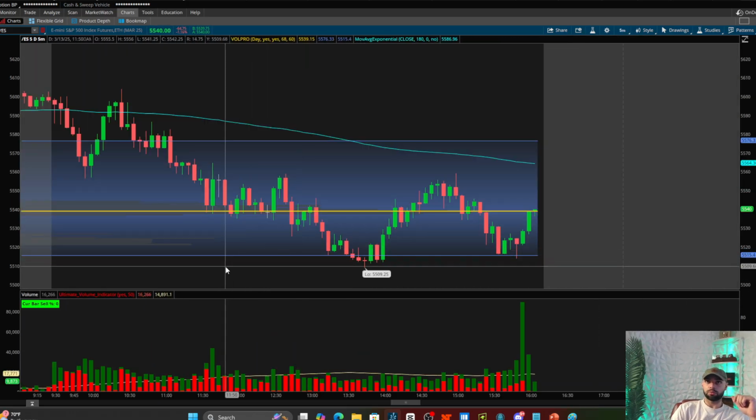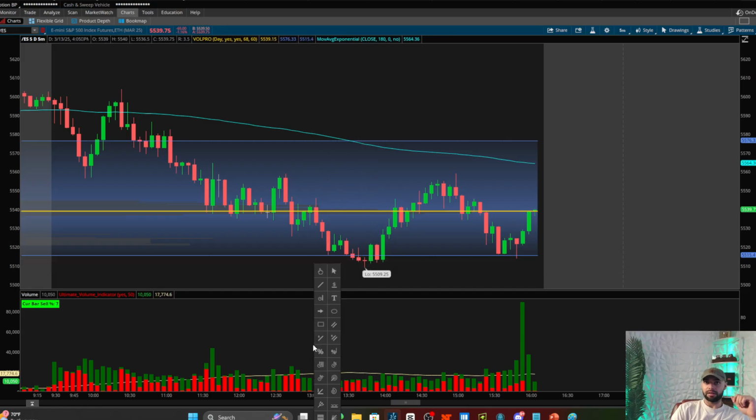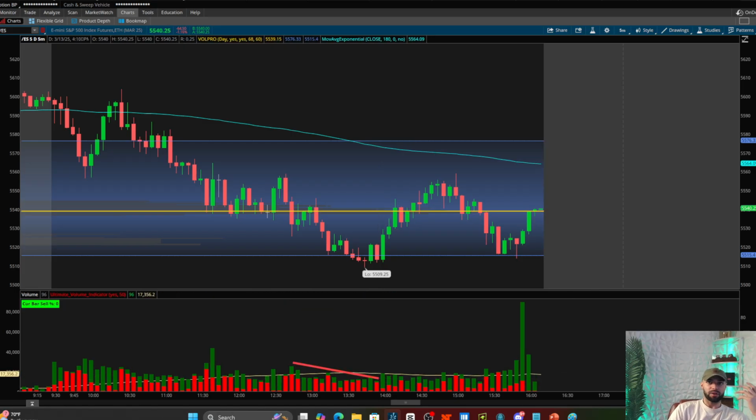Even zoomed in a little bit, let's say you had demand down here, right? Price was coming down, falling into demand, but as it was falling into demand, you see volume start to have a little downtrend. Good indication price might reverse.